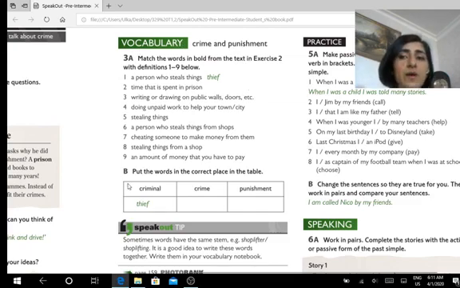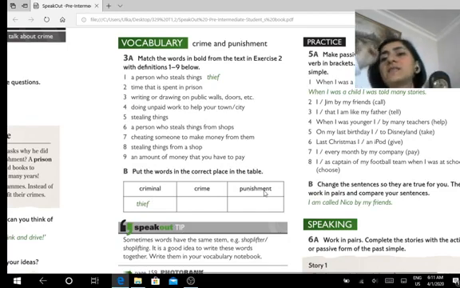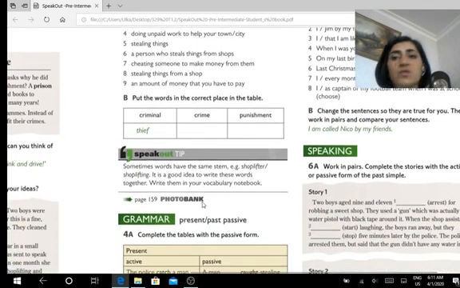And your B part, I haven't included it here because your B part is one of your individual works. You will make a table of criminal, crime and punishment. So a person, an action he did, and the punishment, the result he gets. So this one is your individual work. We talked about this in your previous video.